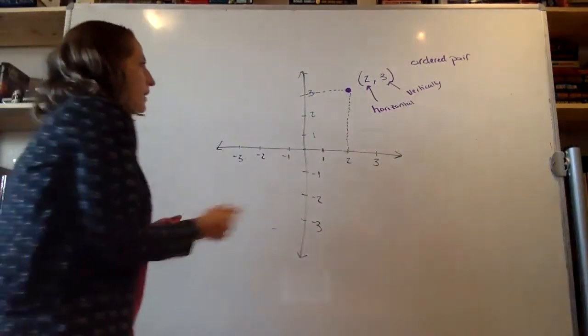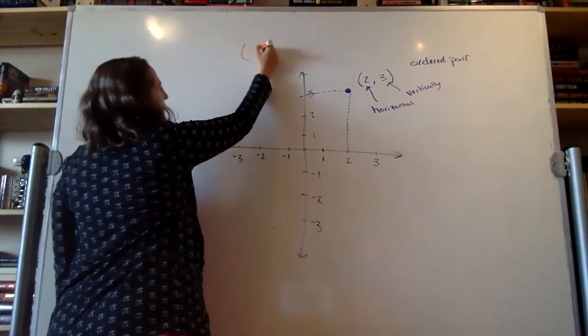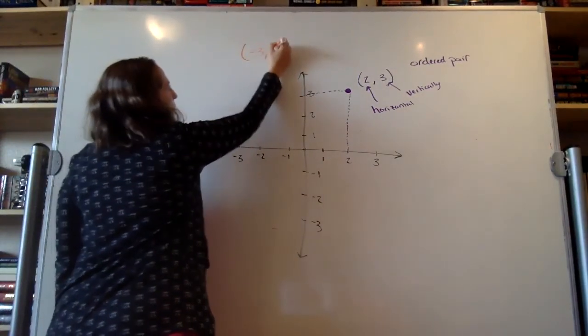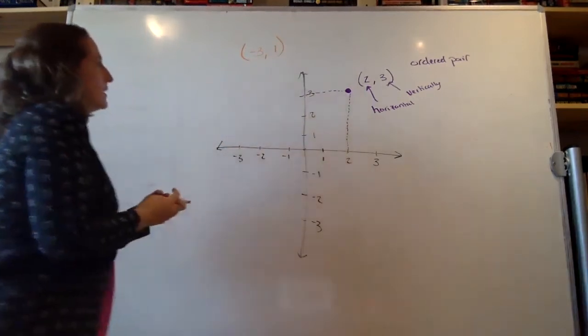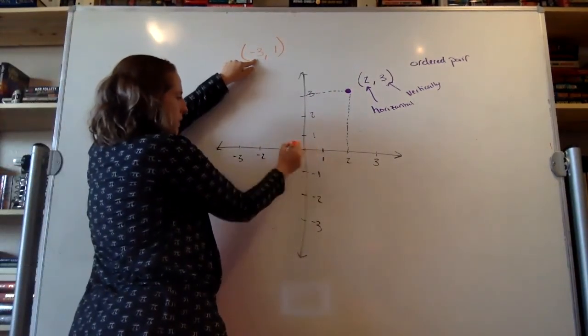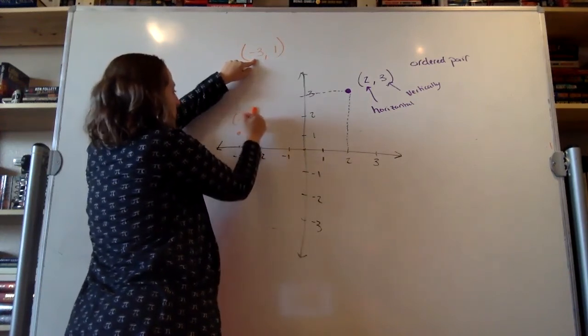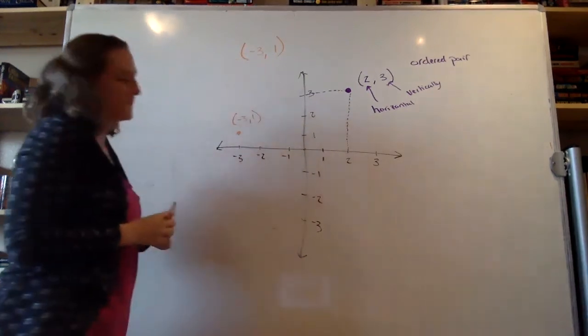Let's think of another one. What would the ordered pair -3, 1 tell us? That tells us to go left 3. So I start at the origin and go left 3. 1, 2, 3, and up 1. So this would be the point -3, 1. Okay.